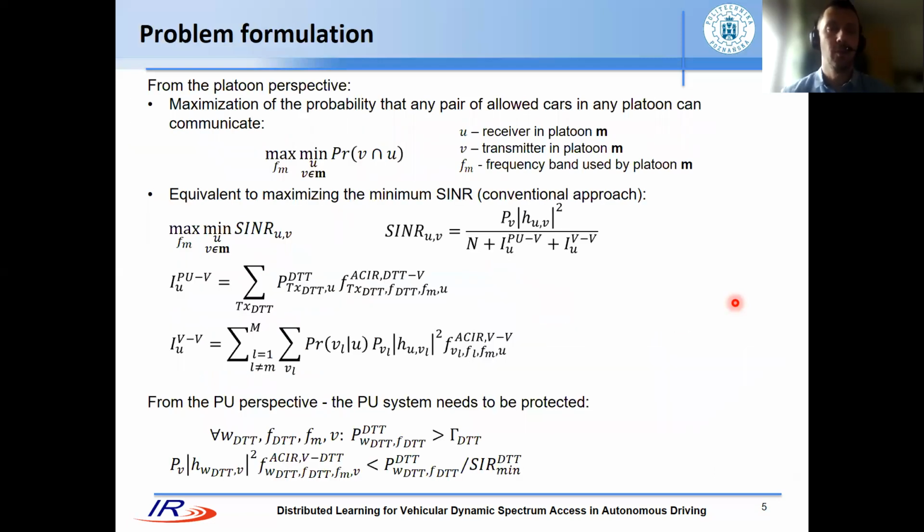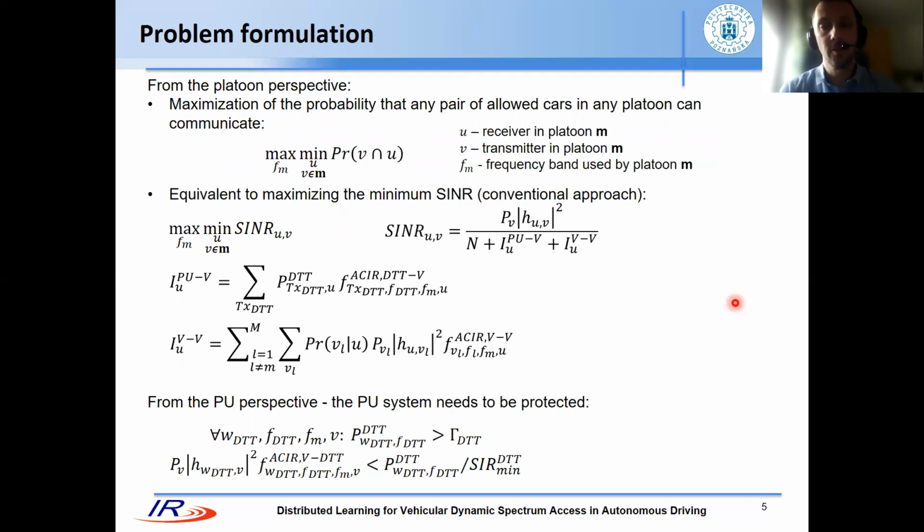So to the problem formulation, actually, the main problem in our case, looking from the platoon perspective, is to maximize the reliability of our communications, intra-platoon communications. So we are aiming at maximization of the probability that any pair of cars in the platoon can communicate. So here we maximize it over the frequencies, available frequency bands, the minimum probability that vehicle V will transmit successfully to vehicle U.